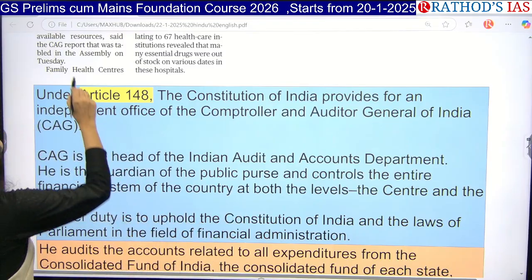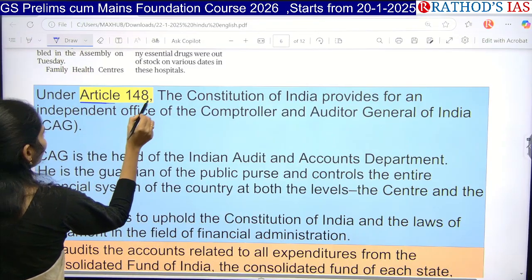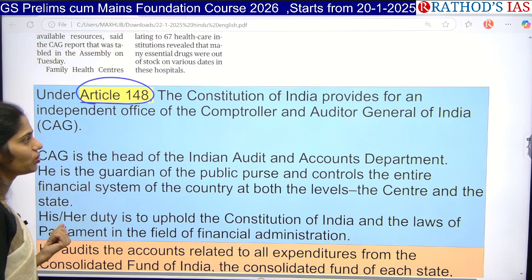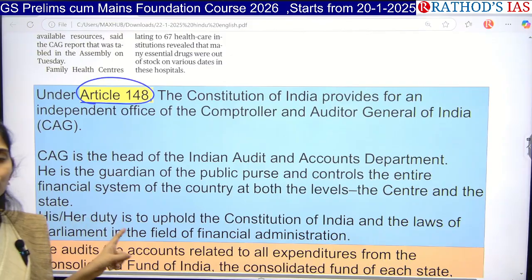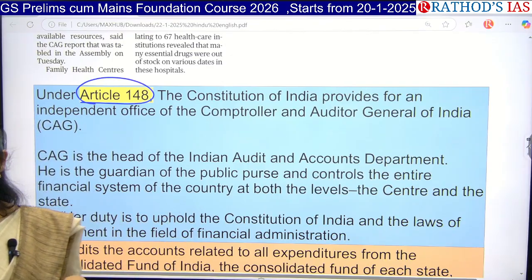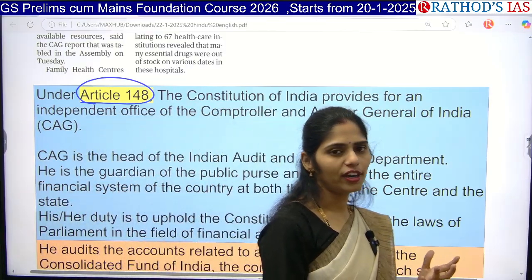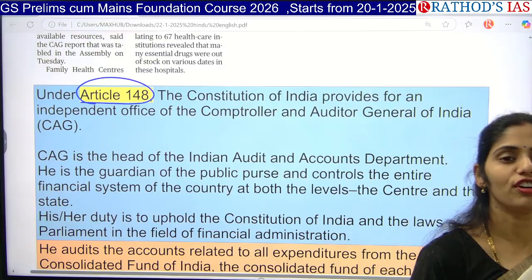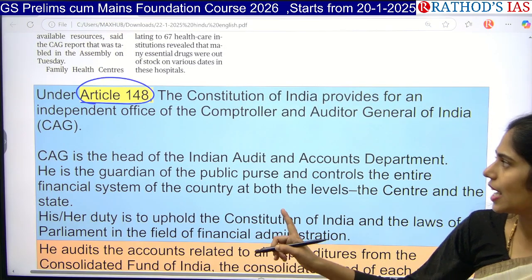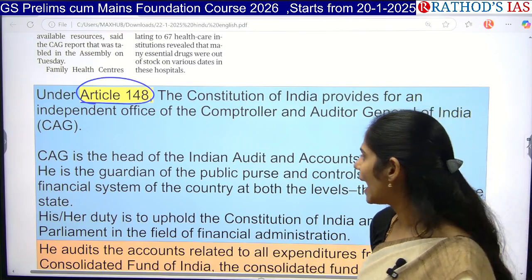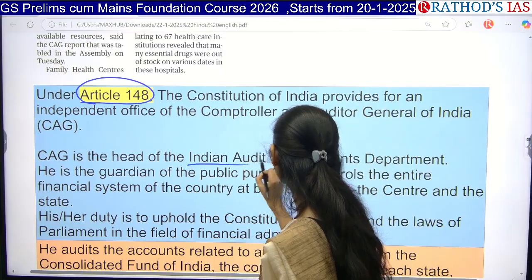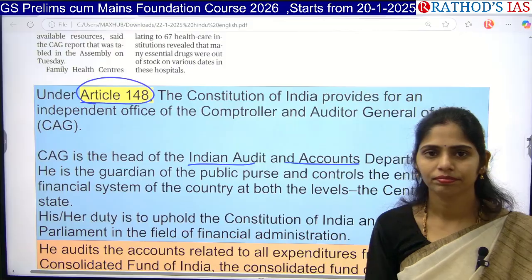If you see the constitutional provisions, Article 148 of our Indian Constitution talks about the Comptroller and Auditor General of India. So you may get a very simple question like, which of the following articles talks about the Comptroller and Auditor General of India? That is Article 148. And the CAG is the head of the Indian Audit and Accounts Department.